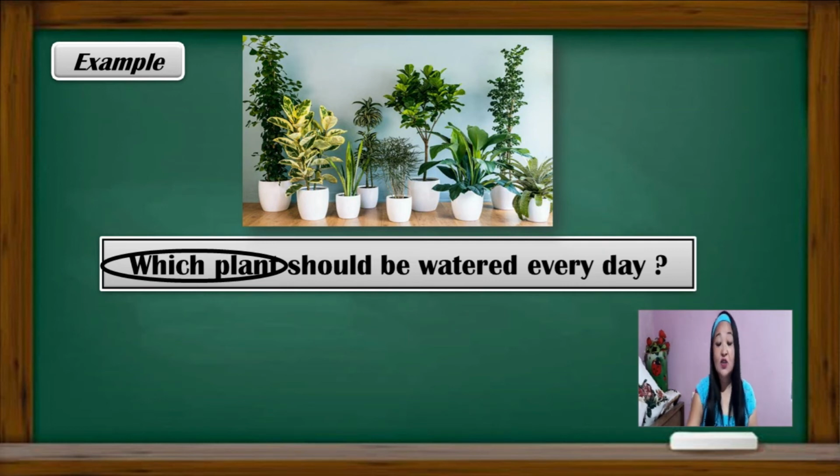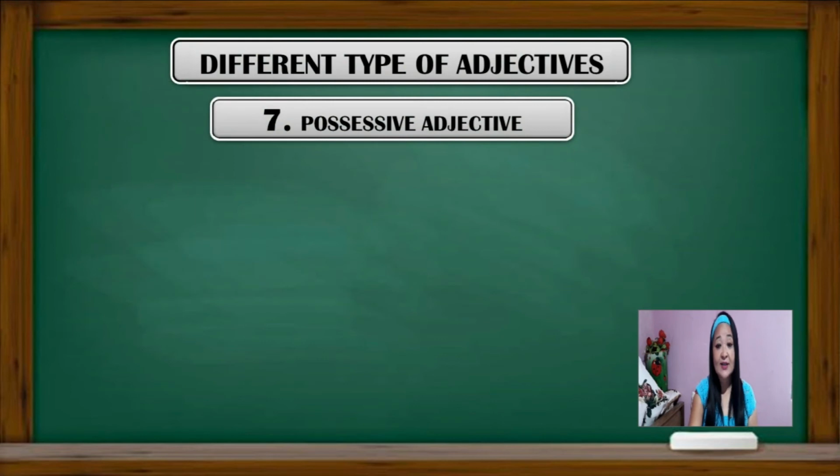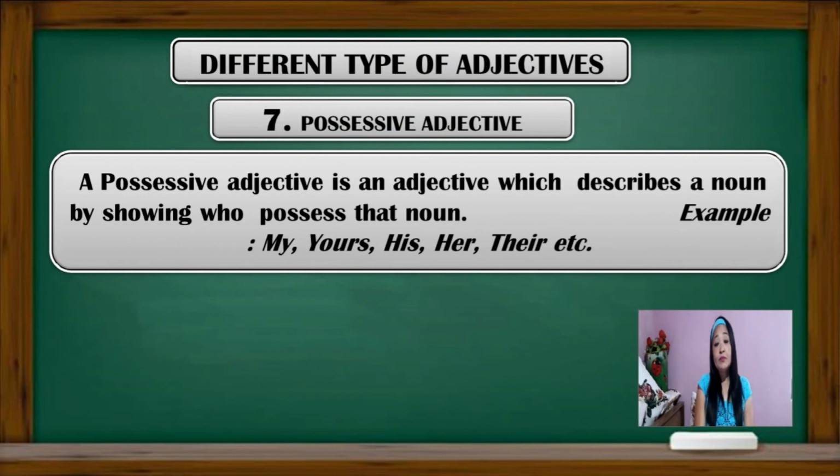Now let's switch on to the next kind of adjective, and that is possessive adjective. What is a possessive adjective? Just see there. A possessive adjective is an adjective which describes a noun by showing who possesses that noun. Usually adjectives like my, yours, his, her, their, etc. are some examples of possessive adjective. Now let's frame some examples or sentences using these adjectives.